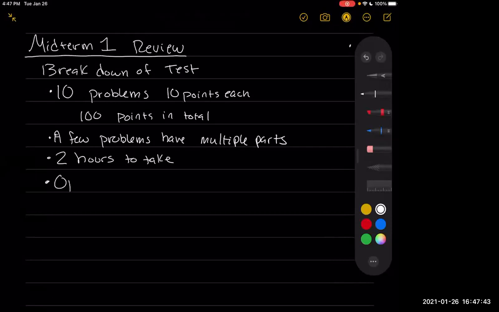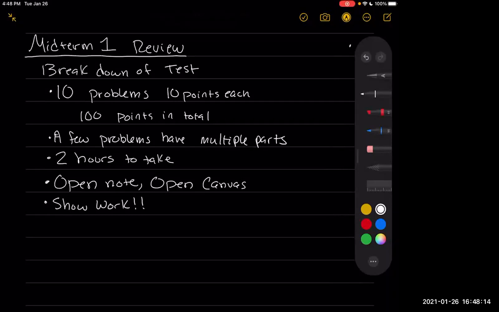And the test is open note, open Canvas. Do not use any other resources. Don't talk to other classmates. Don't use the internet other than your Canvas. It's testing your knowledge and your ability to do the problems. And also, you must show work. This is really important. If I don't see any work on the test, I don't know how well you understood the material, and I won't be able to grade you very easily.